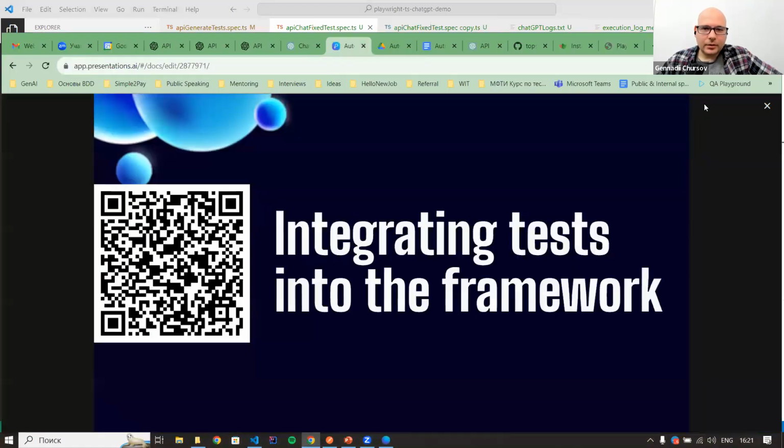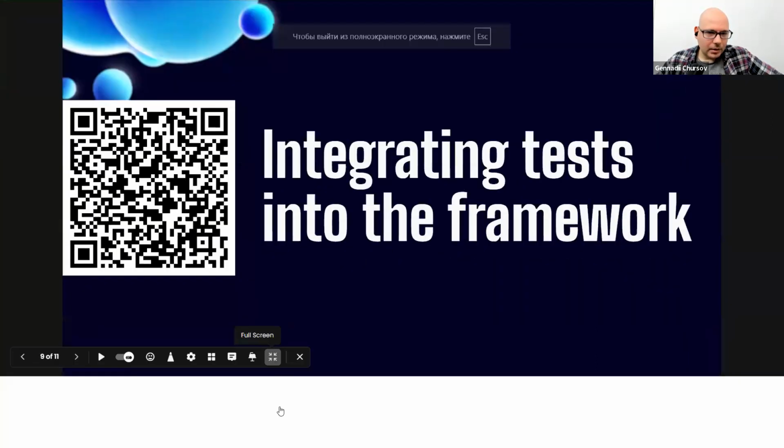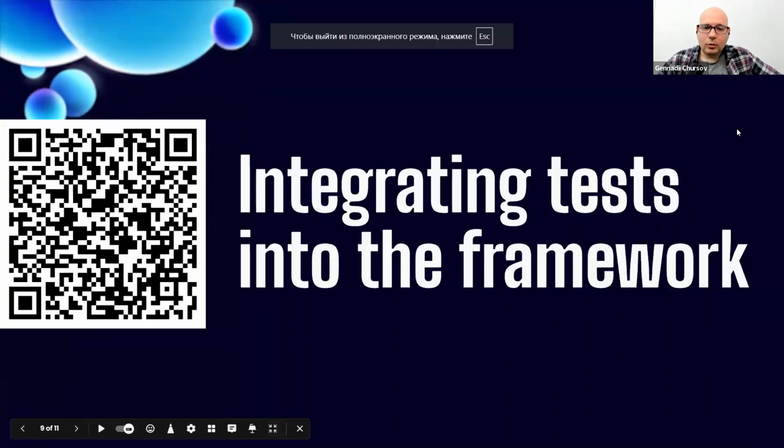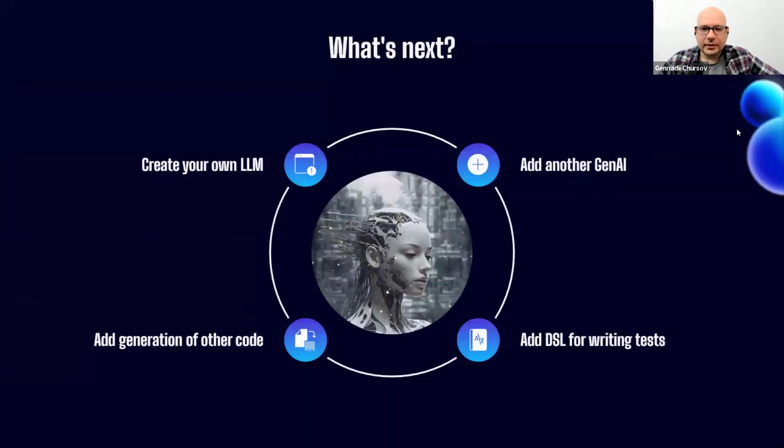So let's return back to the presentation. Let me open it. Once we're done with our workshop, let's go to the latest part. So what's next? What else can I add to the framework to increase its capabilities? First of all, we can add another generative AI. Except ChatGPT, we can work, for example, with Google Bard or Vertex AI or some other generative AI tool to do the same. Maybe it will increase, I don't know, the quality of responses.